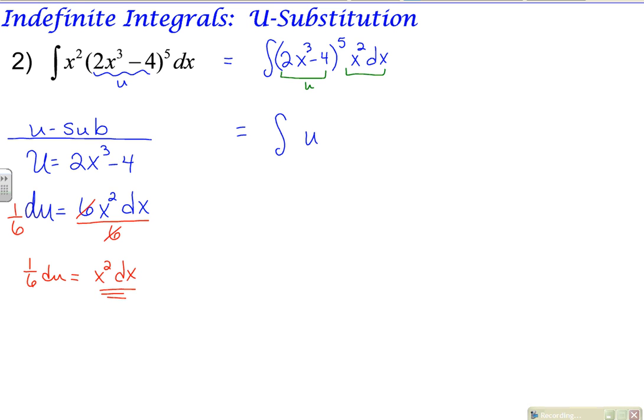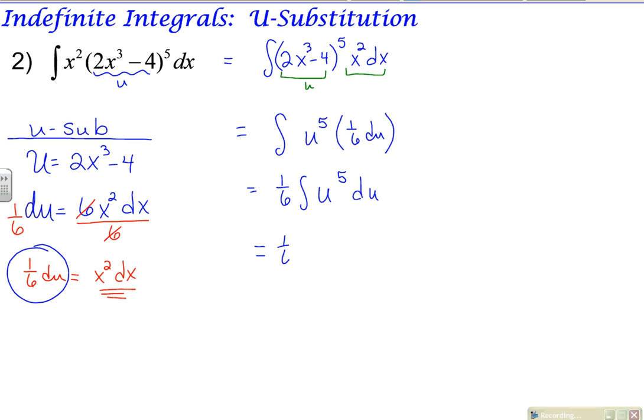This is u raised to the 5th. 2x cubed minus 4 is u. X squared dx is the same as 1/6 du. Since 1/6 is a multiplier, I can pull it out front and get it kind of out of our way when we integrate. Now, integration is pretty simple. 1/6 of u to the 5th integrates into u to the 6th over 6 plus some c value.